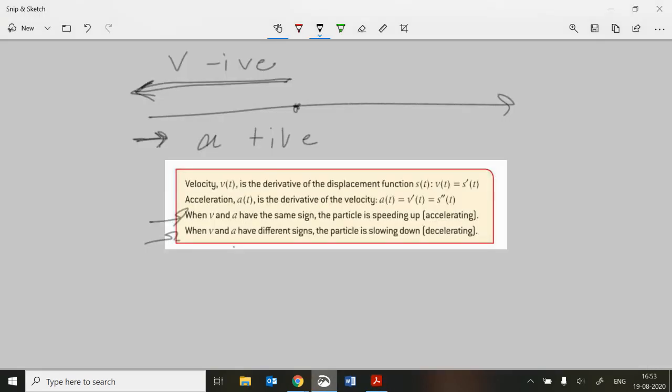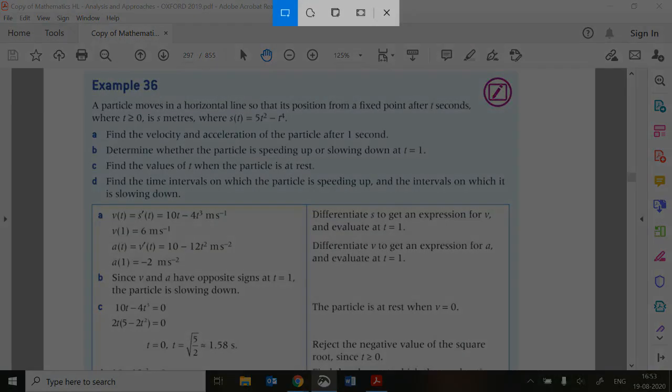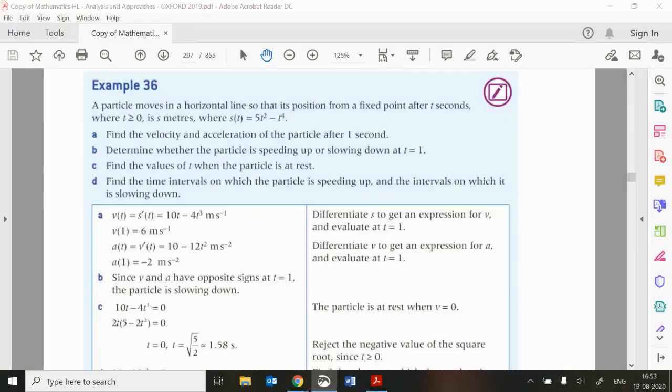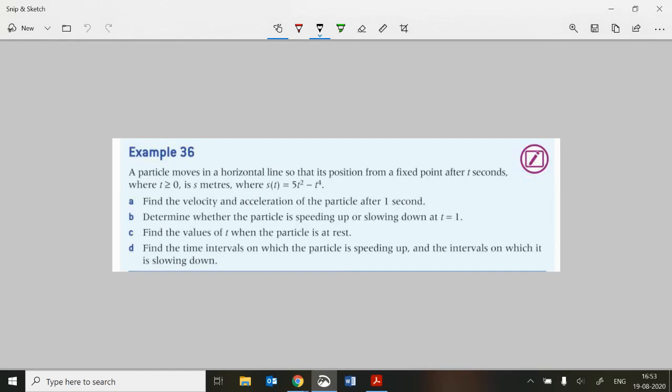So we've got example 36. Here we go. It says a particle moves in a horizontal line, so that the position from a fixed point after t seconds is s meters, where s of t is equal to this thing here, and t is measured in seconds.